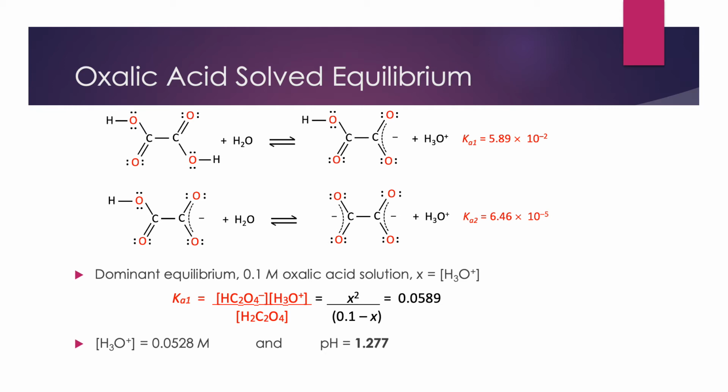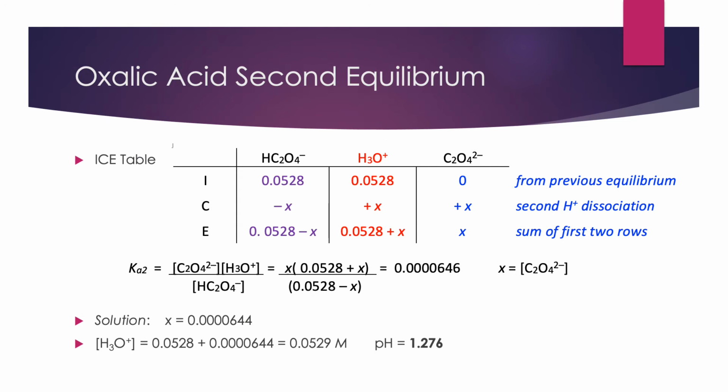So the question that we would like to figure out here now is, how is the acidity of this solution going to be affected by losing the second acidic proton? So let's go and solve the second equilibrium. Now I'm going to set up the ice table for the second dissociation, and we're using the HC2O4 minus at the end of the first equilibrium, which is 0.0528, and that's the same for the hydronium ion. So those two start off as having the same concentration at the initial point for the second acid dissociation equilibrium.